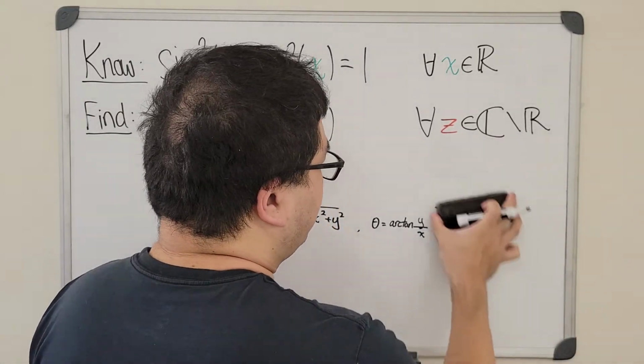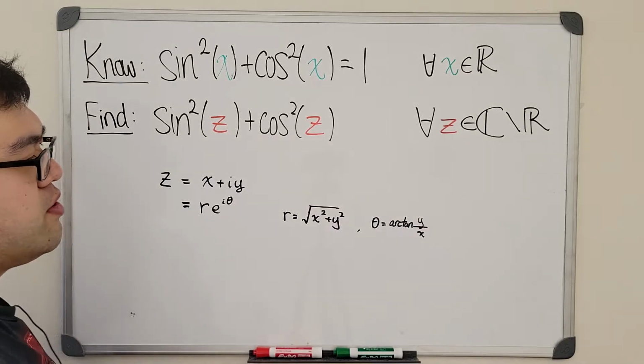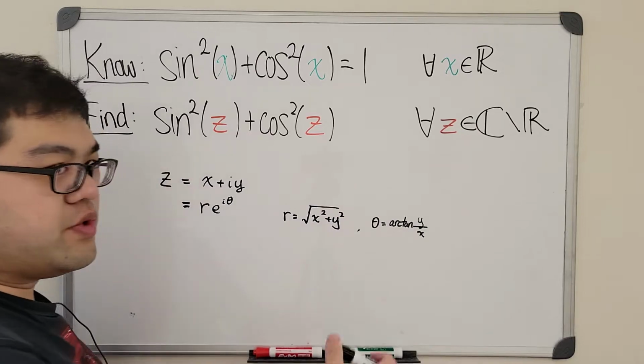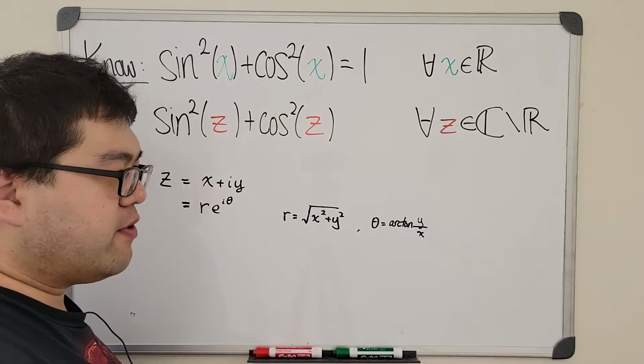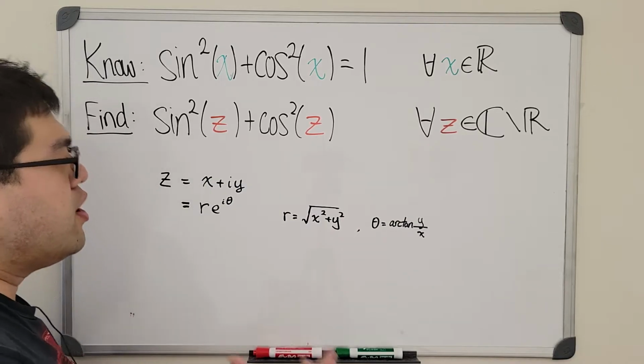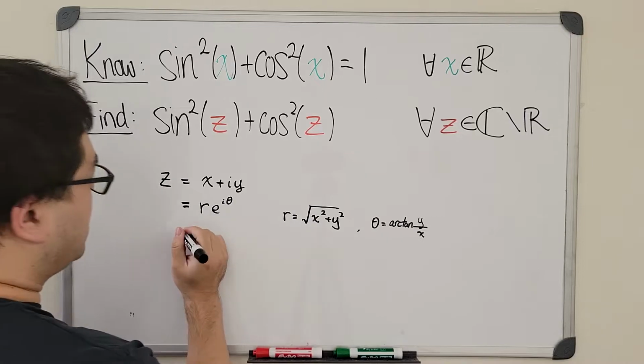Good. And of course, if the points are actually in the 3rd quadrant and the 2nd quadrant, we just need to add 1 pi, or 180 degrees, to adjust the angle. And that's how we define the polar form.